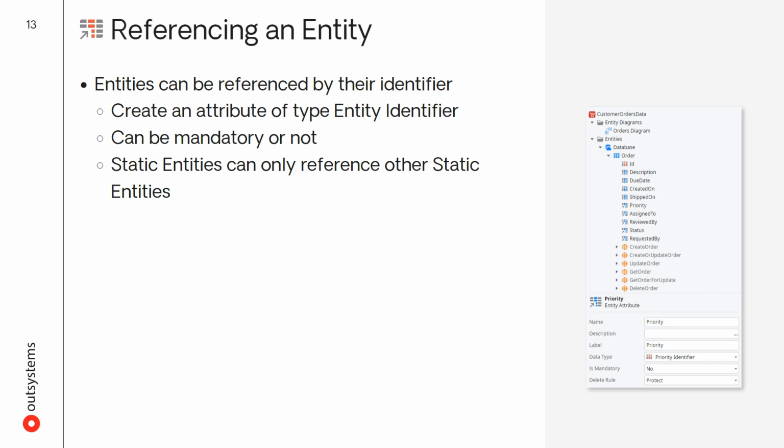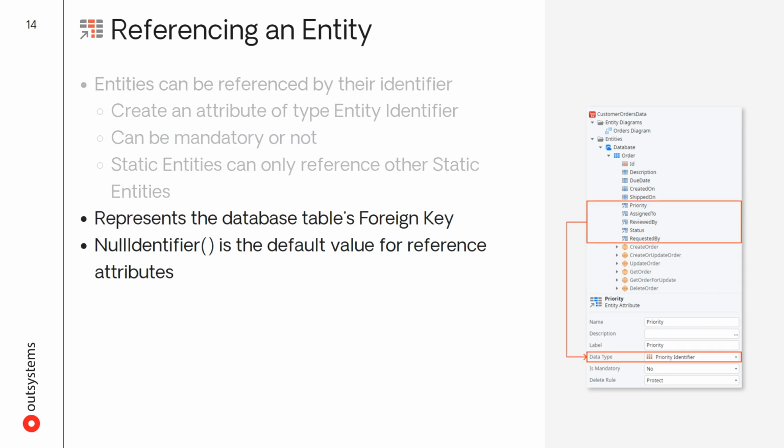An entity can also have multiple reference attributes. These reference attributes represent the foreign key in the underlying database tables. Every reference attribute will have by default the null identifier value respective to its data type, meaning that for integer identifiers its value will be 0, while for text identifiers the value will be empty text.